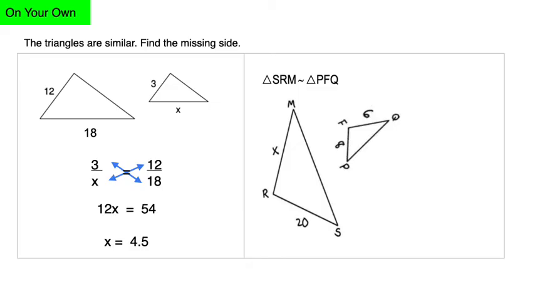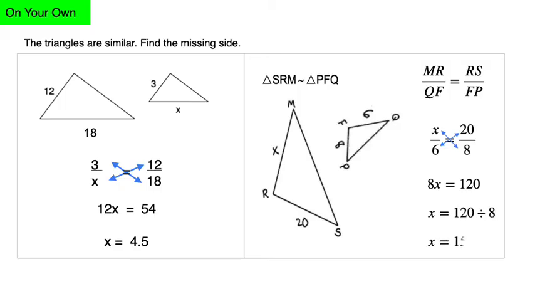The example on the right, I'm looking at the given similarity statement because these triangles are not configured the same way in the diagram. I'm going to realize I'm solving for MR, so I want to write a proportion that MR is to QF as RS is to FP. Now I want to substitute in the values from the diagram. X over 6 equals 20 over 8. I want to apply the cross product property that 8x is equal to 120, and now divide both sides by 8, giving me x is equal to 15.